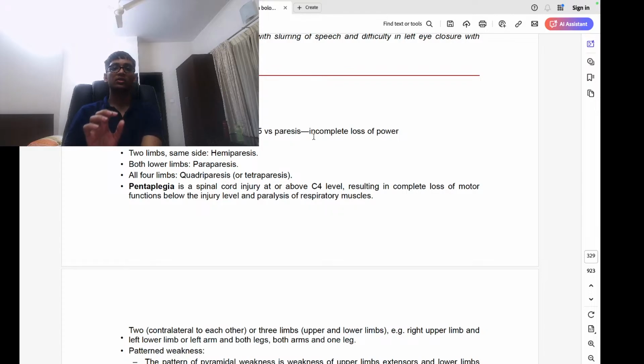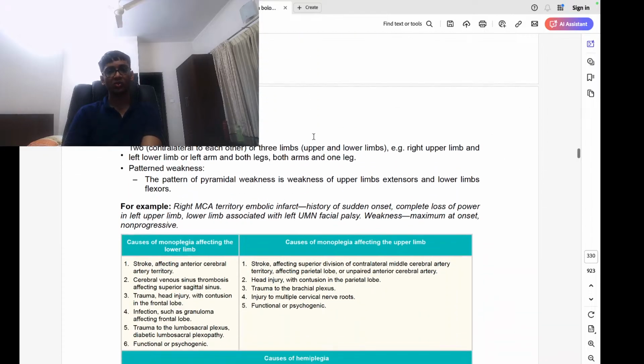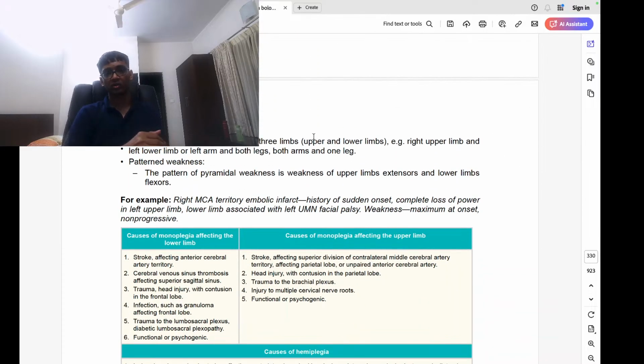and pentaplegia is spinal cord injury at level above C4 level resulting in complete loss of motor function below the injury level and paralysis of respiratory muscles also. Two contralateral to each other or three limbs, upper and lower limbs, example right upper limb and left lower limb, and both arms and one leg.